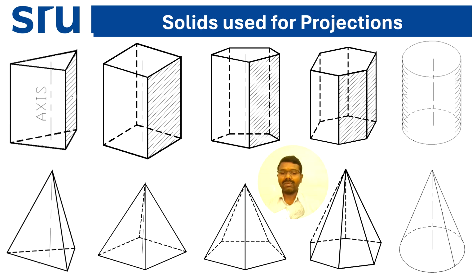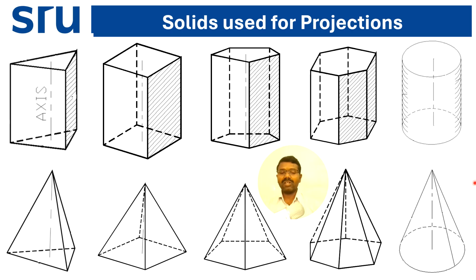In projections of solids, we are concentrating on these 10 solids. The first ones are the triangular prism, square prism, pentagonal prism, hexagonal prism, and then a cylinder. These all look similar because they all have two bases and vertical faces, and the cylinder has a vertical curved surface. And these are all pyramids: the triangular pyramid, square pyramid, pentagonal pyramid, hexagonal pyramid, and then the cone.